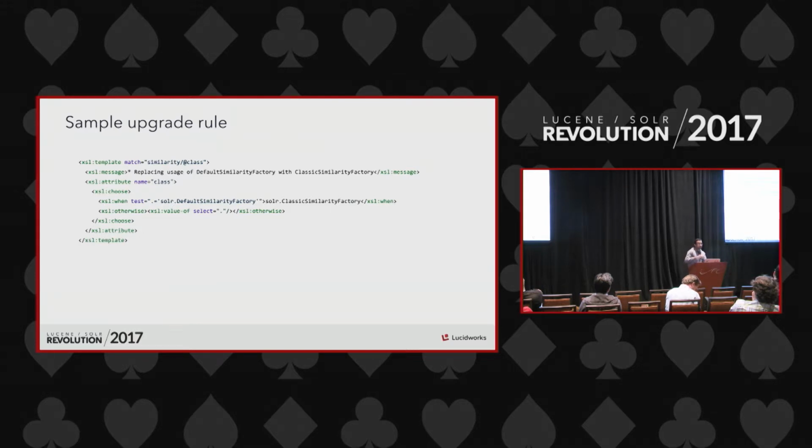If you have not defined a default similarity factory in your schema.xml, then there is nothing to be done because Solr will take care of changing the default automatically. This applies only if you have explicitly defined default similarity factory in your schema.xml.